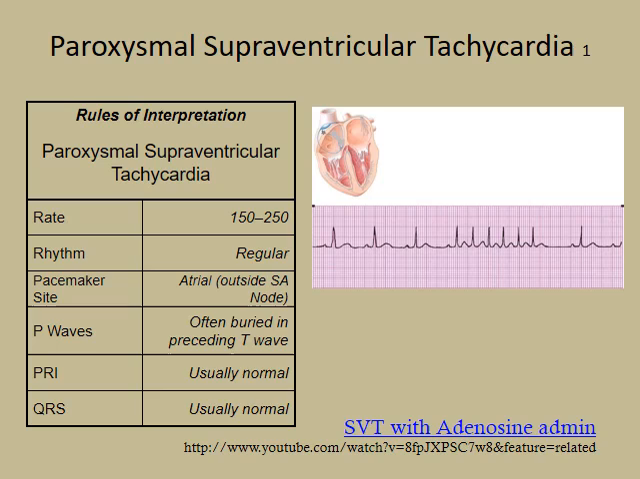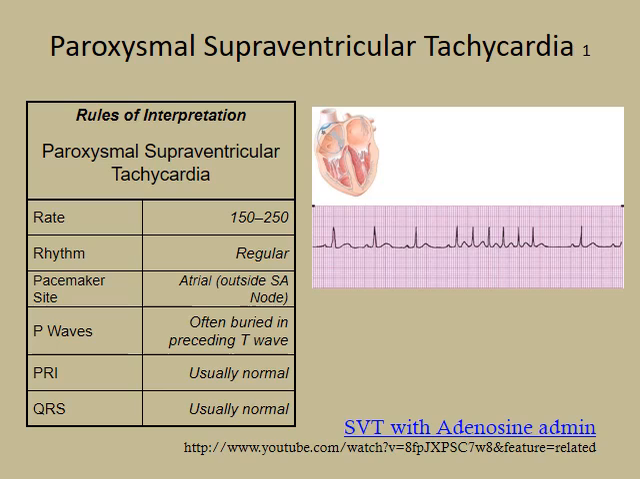Next is PSVT, or paroxysmal supraventricular tachycardia. It's paroxysmal because you see this rhythm change from slow to fast. So if you see it, it's PSVT. The rates can be really fast, 150 to 250 beats a minute. And remember, at that speed, our heart does not have enough time to fill up.